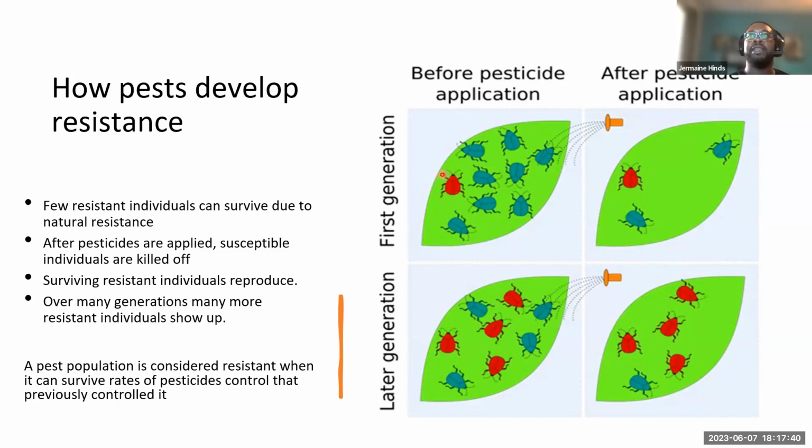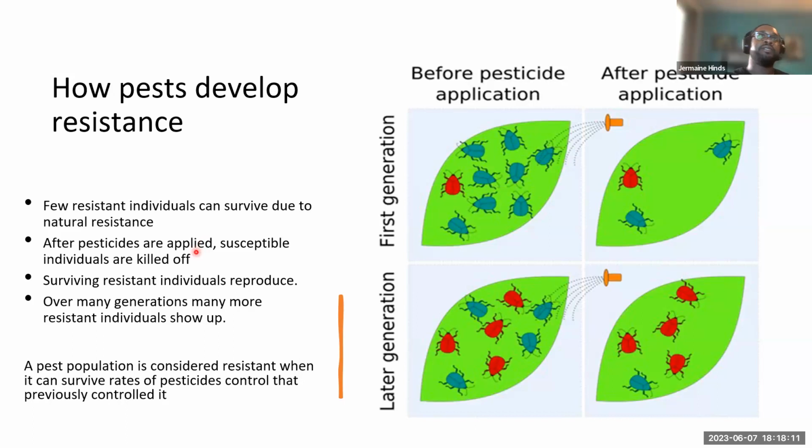When you spray, it will select to keep those resistant ones. And remember, a lot of pest insects tend to reproduce very fast. And so you can quickly see an increase in resistant species over a matter of years or even decades. And so when the surviving resistant individuals reproduce over many generations, you'll see more and more resistant ones versus in the beginning where there were many susceptible ones.